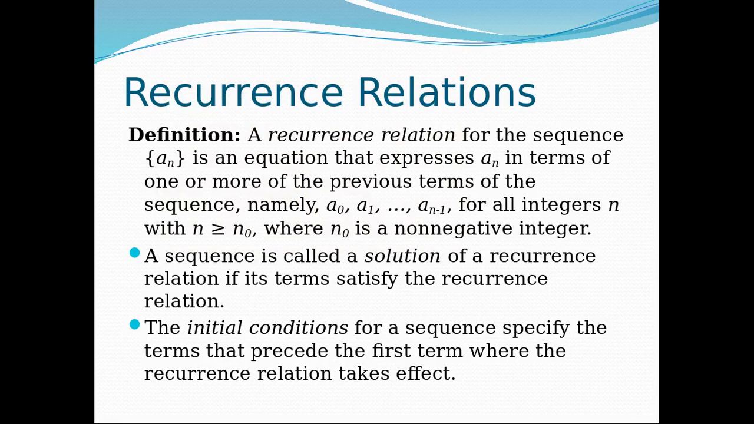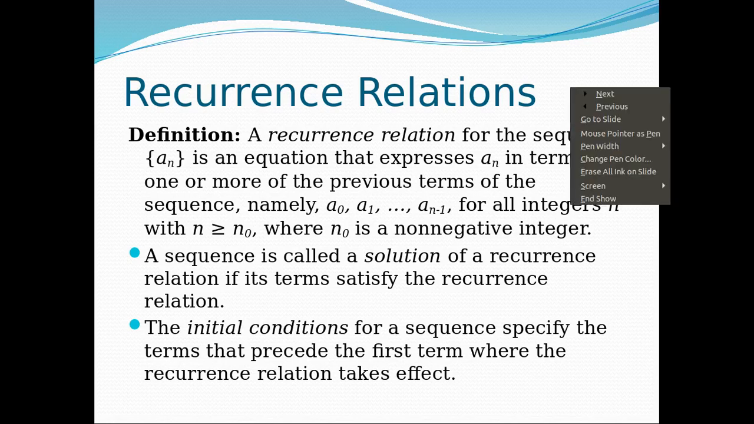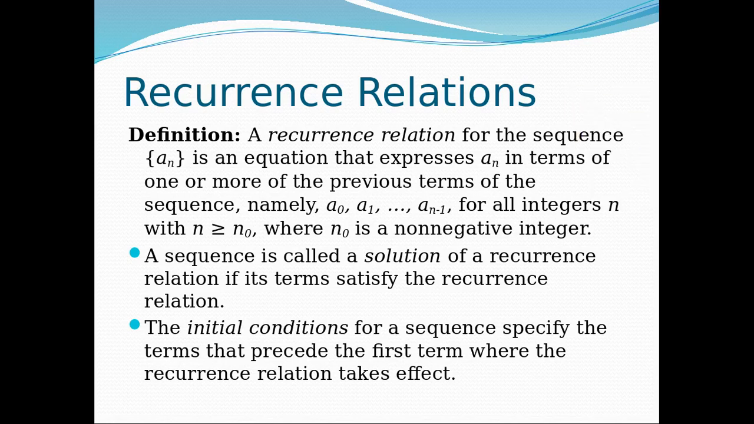Now we'll start with the recurrence relations. Recurrence means something that keeps on repeating itself or keeps on coming back again. A recurrence relation for the sequence an is an equation that expresses an in terms of one or more of the previous terms of the sequence. So right now, a recurrence relation is not a function at all. It is just an equation which describes the sequence, which is a function, in terms of its previous values.